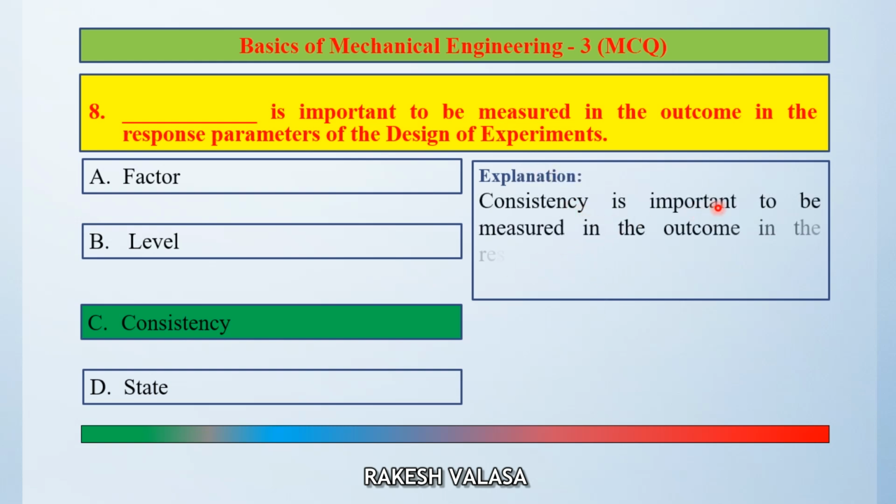Consistency is important to be measured in the outcome in the response parameters of the design of experiments. So the correct answer is option C, consistency.